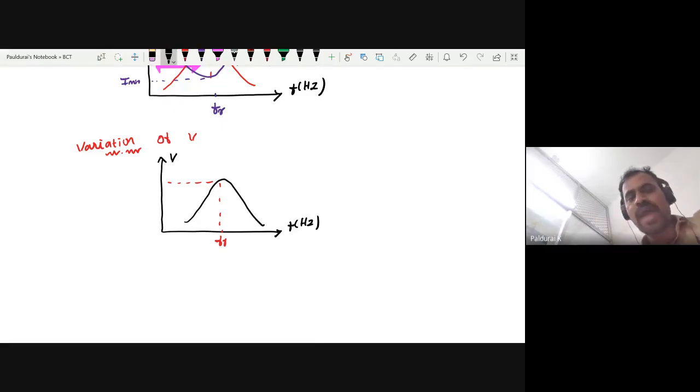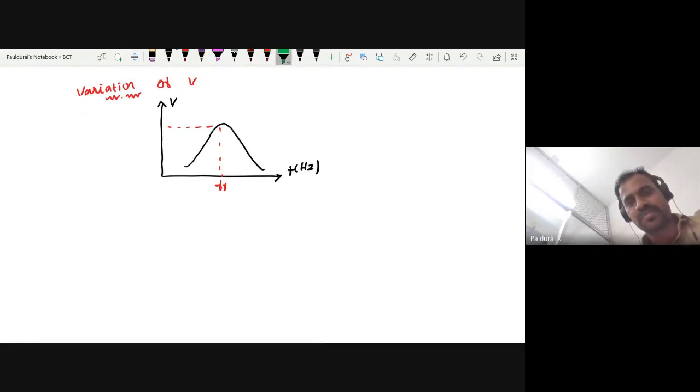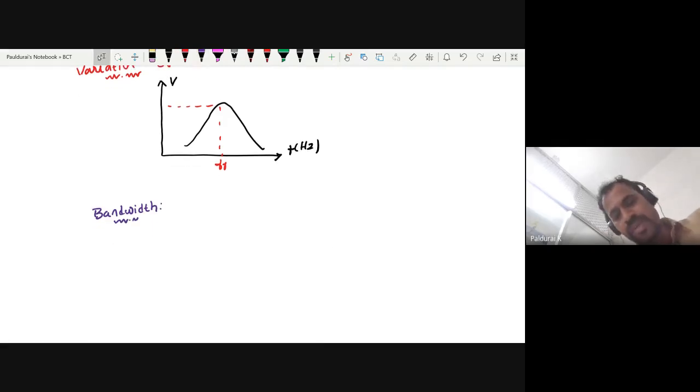So final one, bandwidth. It's very simple. What is the bandwidth formula? This time I don't want to derive this bandwidth. You know how to derive the bandwidth, so for derivation please refer to my material, but if you derive the bandwidth, f2 minus f1. What is the bandwidth formula for series resonance? It is R divided by 2 pi L hertz, right?